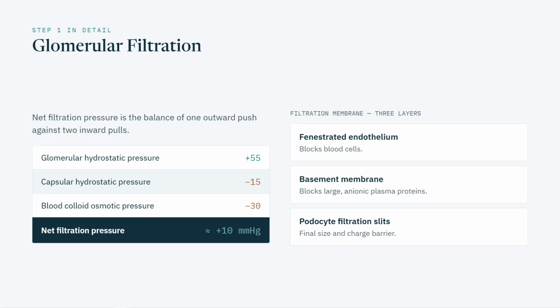A small number, but it drives an enormous output, because the filtration membrane is huge and extremely leaky to water. That membrane has 3 layers, and together they let water and small solutes through while keeping blood cells and proteins in the bloodstream. That's why healthy urine has no cells and essentially no protein.